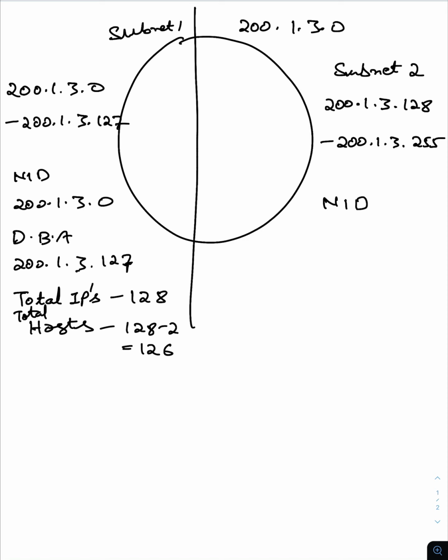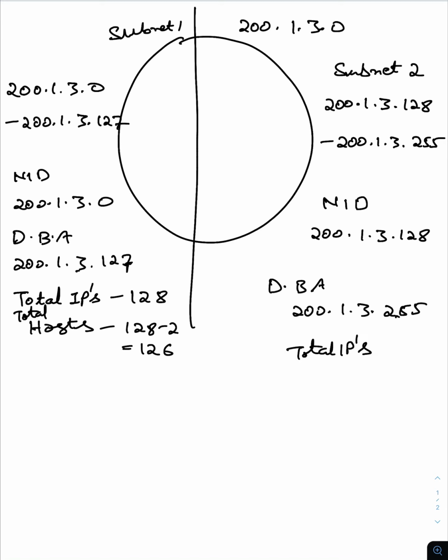Similarly, on subnetwork 2, your network ID is 200.1.3.128, and your directed broadcast address is 200.1.3.255. The total IPs you can get on subnet 2 is 128, but the total hosts you can have is 128 minus 2, which is 126, as the first IP is used to represent subnetwork 2, which is 200.1.3.128, and the last IP is used to represent the directed broadcast address, which is 200.1.3.255.